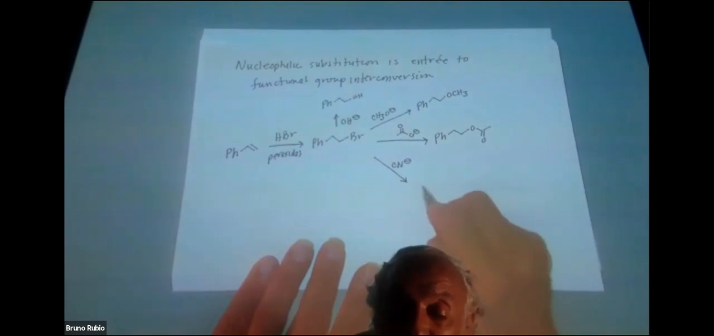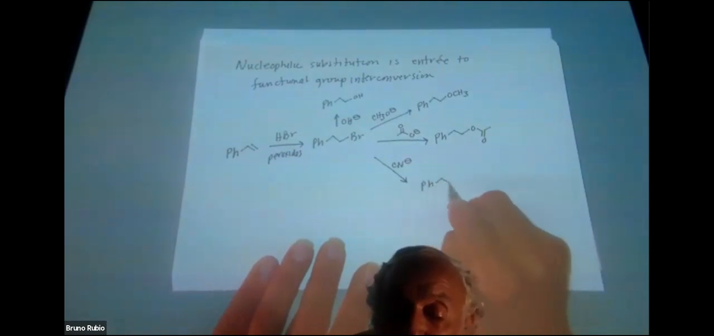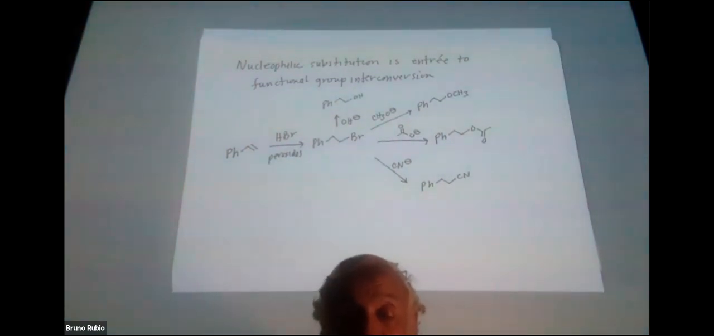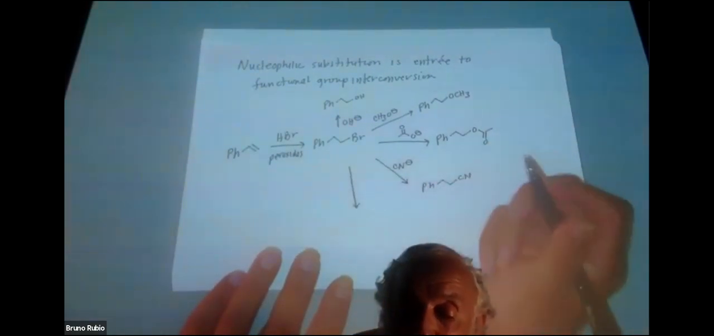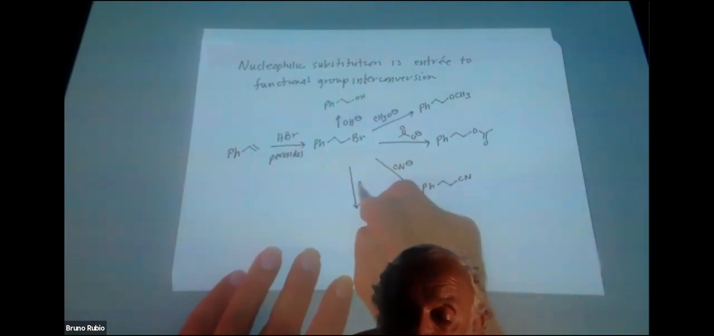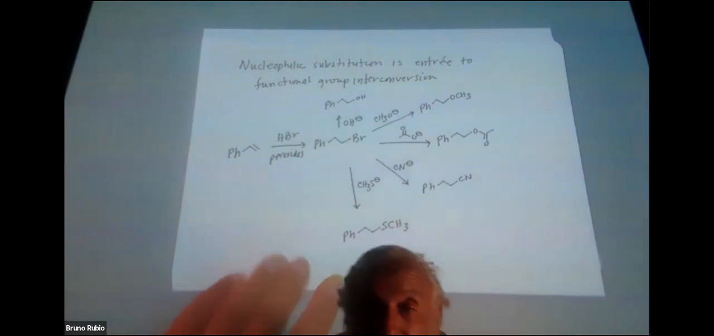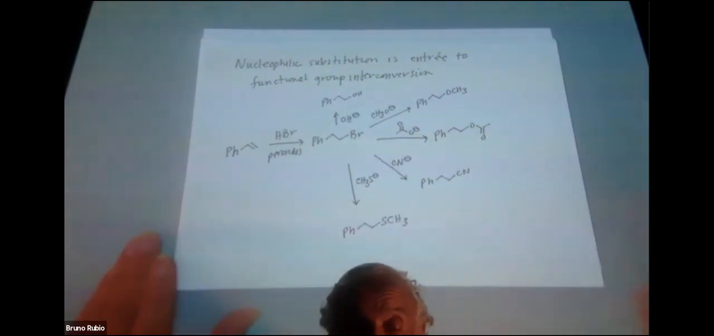Okay, how about reacting our alkyl halide with cyanide? Well, that would be a way that we could make a nitrile from something that was originally an alkene two steps ago. You know, just lots and lots of stuff here. How about reacting this with a thiolate? The sulfur atom, that's the nucleophile. It's going to kick out the leaving group. So this would be a way of making a thiol.